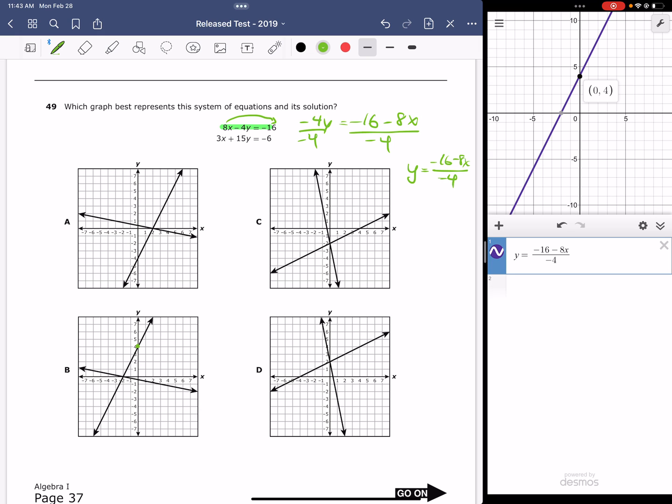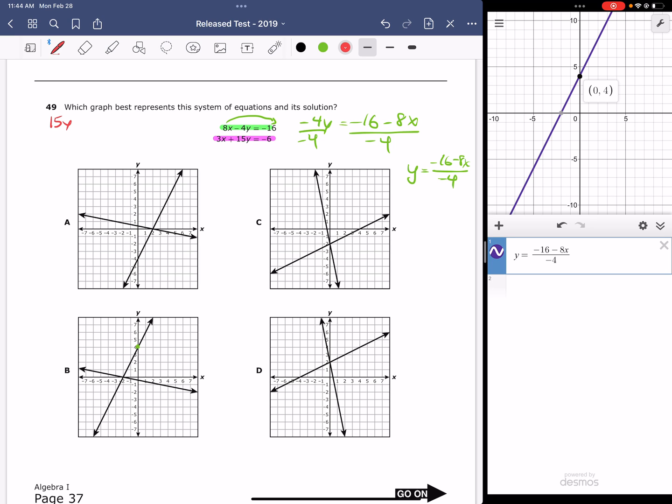So if you feel good about what you did in solving for y in the first equation, and you typed it into Desmos without any typos, you'll notice that you get the answer pretty immediately here. But what you can do is solve the second equation for y just to double check that you are correct.